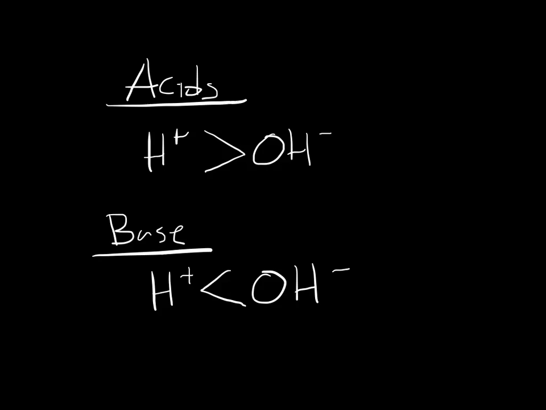Hydrochloric acid has hydroxides in it. Even though it's an acid, it produces H+, but it has more H+ than it does OH-. All acids have hydroxides, they just have more H+. All bases have H+, they just have more OH-. Okay, so keep that in mind. Acids have hydroxides, bases have protons. And just as a reminder, H+ is the same thing as H3O+.